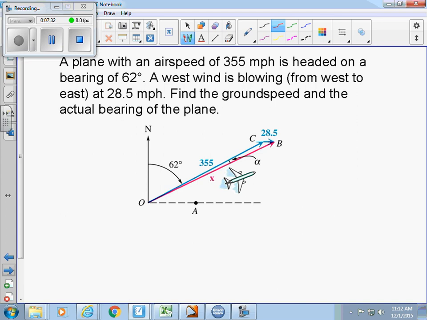So we have the 355, the 28.5, and the resultant vector. I'm going to find the ground speed and the bearing of the plane. What do they not give me that last time I had pretty easily? They don't give me an angle. I'll give you a second.